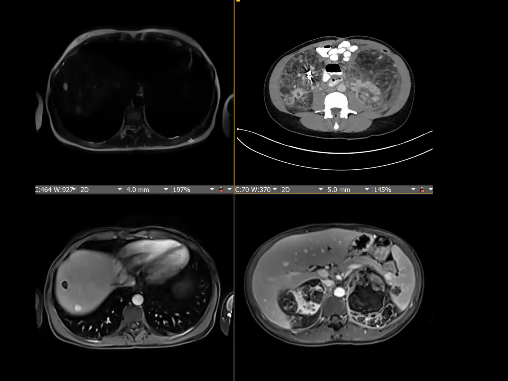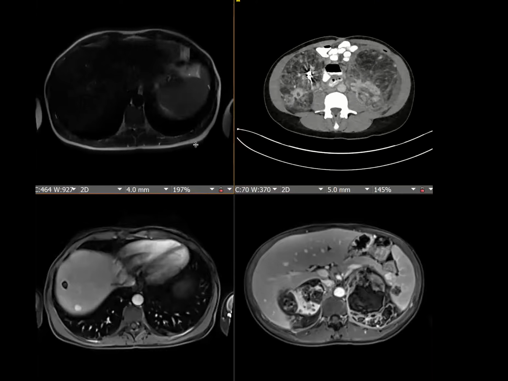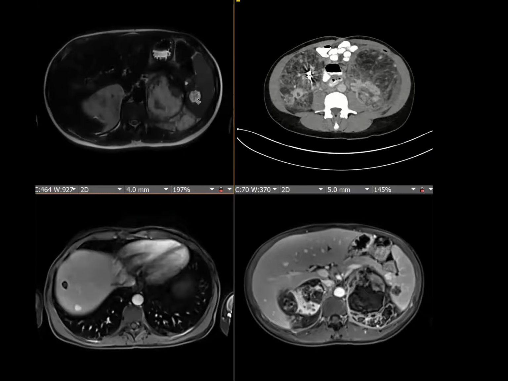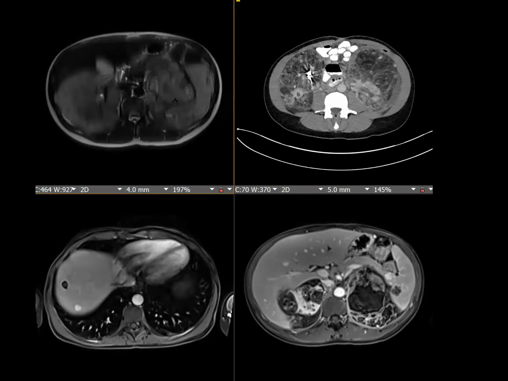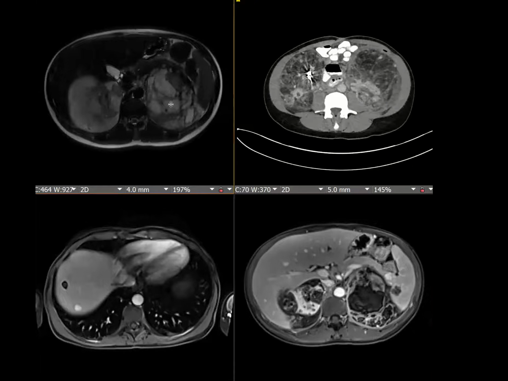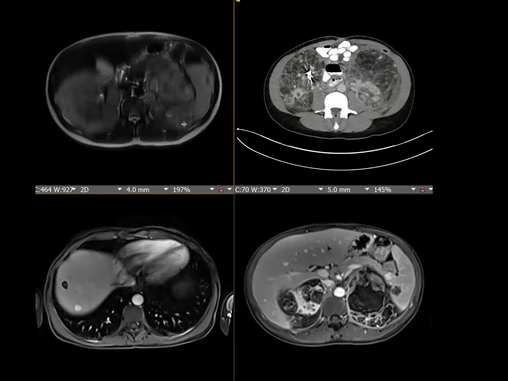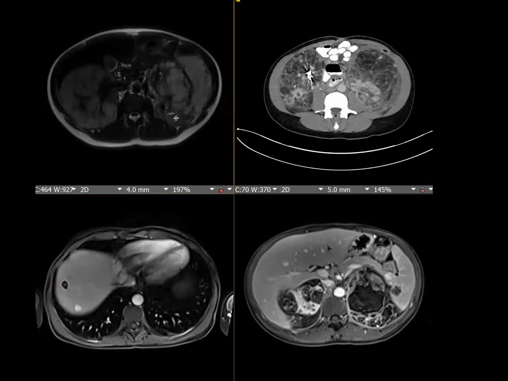there are a number of other lesions, including this lesion in the spleen, which may be a lymphangioma. We can see the AMLs in the kidney. Incidentally, when we're looking at these patients, we're looking for neuroendocrine tumors in the pancreas, and we're looking for RCC and oncocytomas and other concerning lesions in the kidneys.